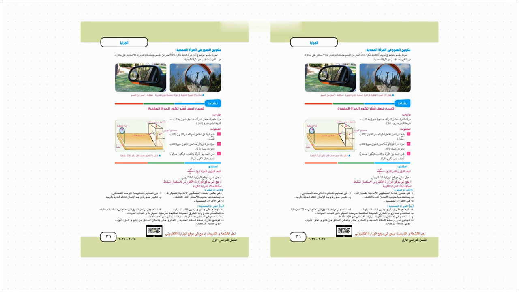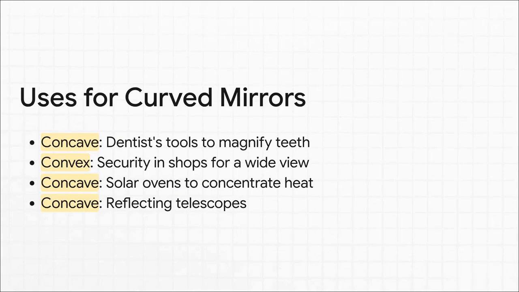Then you look at the headlights. Inside, there's a concave mirror. It does the complete opposite. It takes the light from that tiny bulb and focuses it into a powerful beam to light up the road. 2 mirrors, 2 totally different jobs. And once you start looking, you see them everywhere.